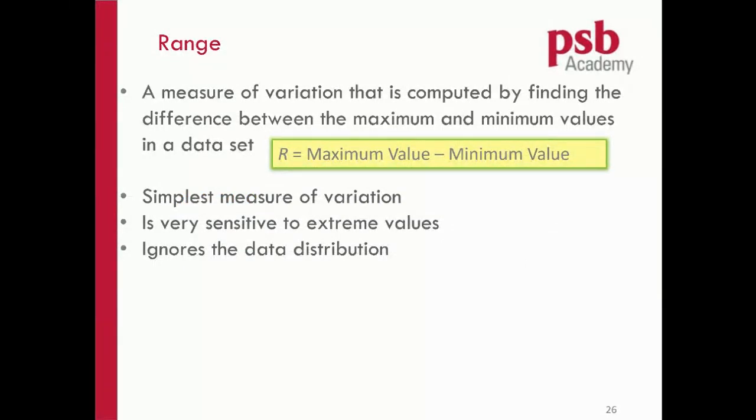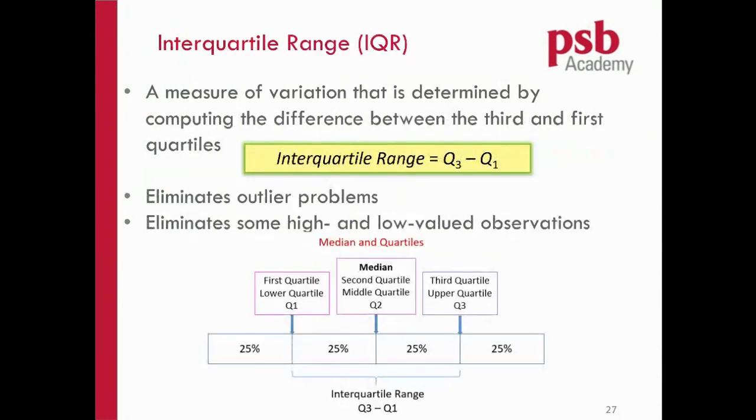Range is the one I showed you: the maximum value of a data set minus the minimum value gives you the range. That's the simplest of all, but it's not really useful if you have extreme values. For example, if your highest value is very big, then you end up with a huge range, but it's not really true. It's just because of one number that makes the range very big. Now, how do we get rid of this problem?